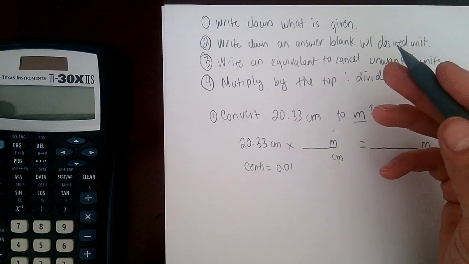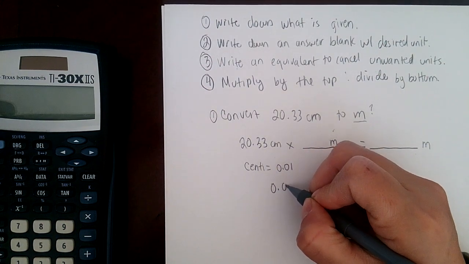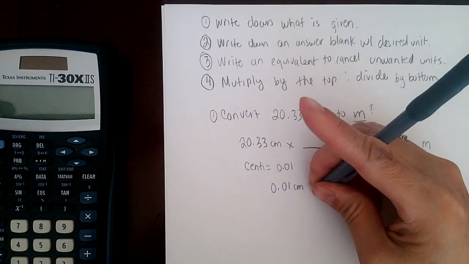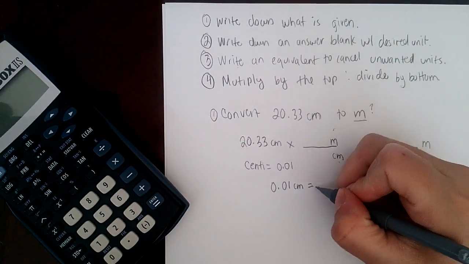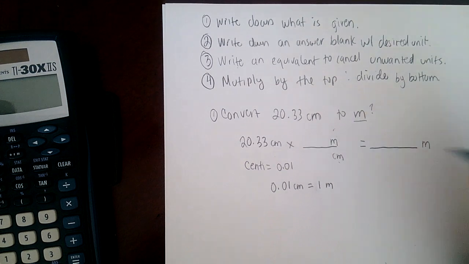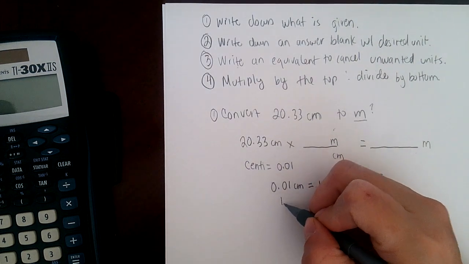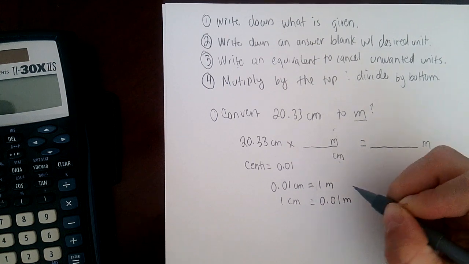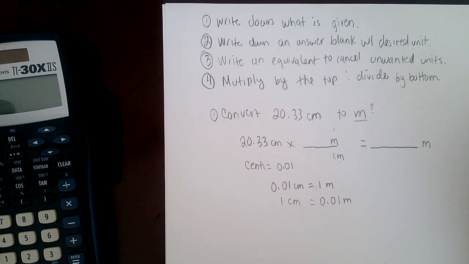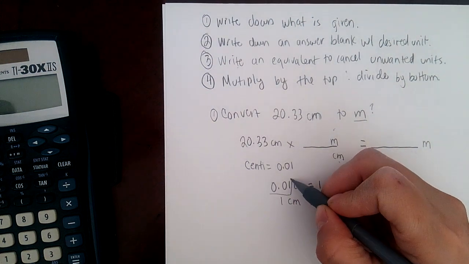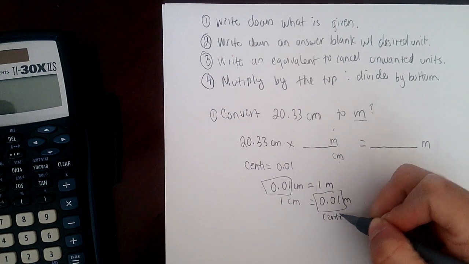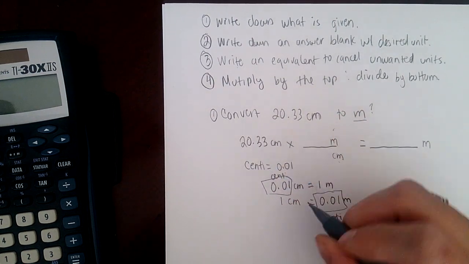So remember, there's two ways to do this. It's either 0.01 centimeters is equal to 1 meter, or you can say 1 centimeter is equal to 0.01 meters. So one of these is correct and one of these is incorrect. So how do we know which one's correct? Remember, we replace this 0.01 with the word centi. We replace this with the word centi.